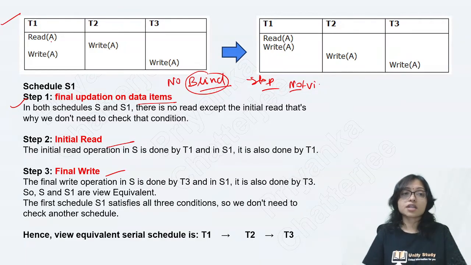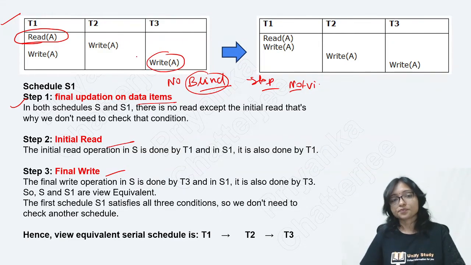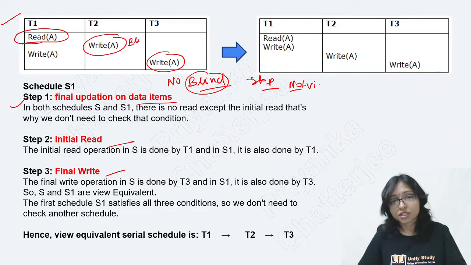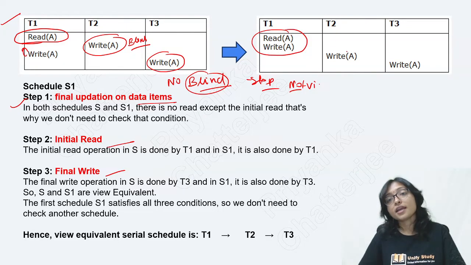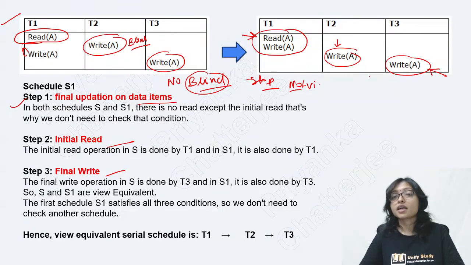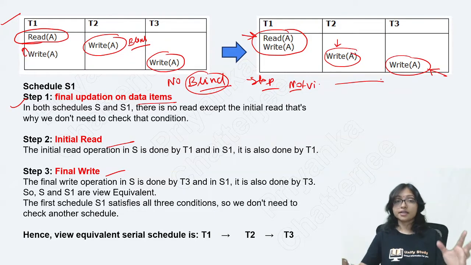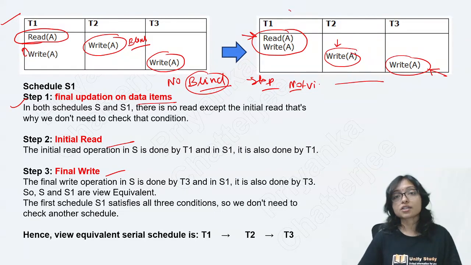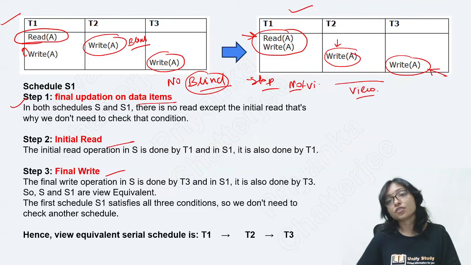Here I can see this transaction is the initial read by this one, final write by this one. Here I can do it, and it was a blind write operation. That's why I did the swapping like this. Here I swapped the data. So the initial read is maintained, the final write is maintained, and I am able to make it serial. That is possible, so now I can say it is view serializable. It is view serializable. Got it?